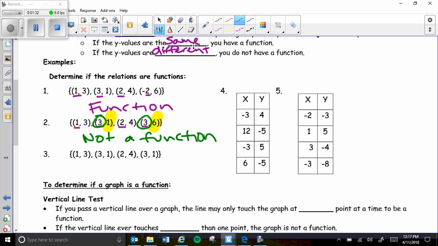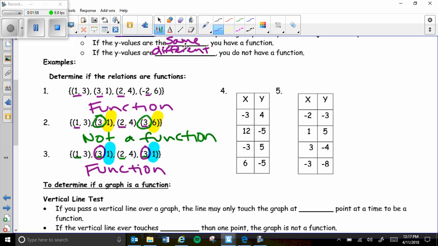Looking at number 3 again, always start with our x values. I see 1, 3, 2, and 3. Again, those 3's repeated, which means I need to look at their y values. This y value is a 1, and that y value is a 1. So because the y values are also the same, this one is a function.